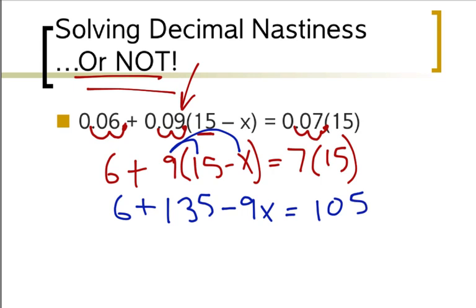And now I just go ahead and combine my like terms and move them away from the variable. So I add my 6 and my 135. I should get 141 minus 9x equals 105. And now I go ahead and move my 141 to the other side by subtracting it.